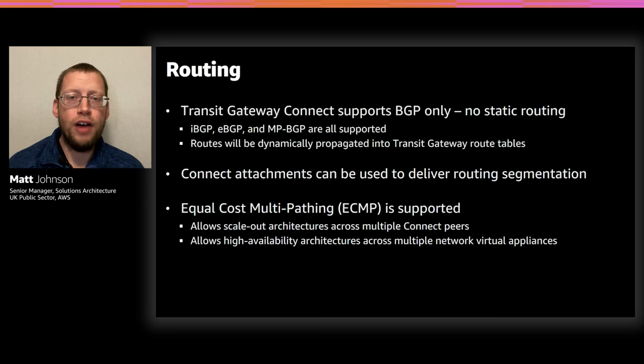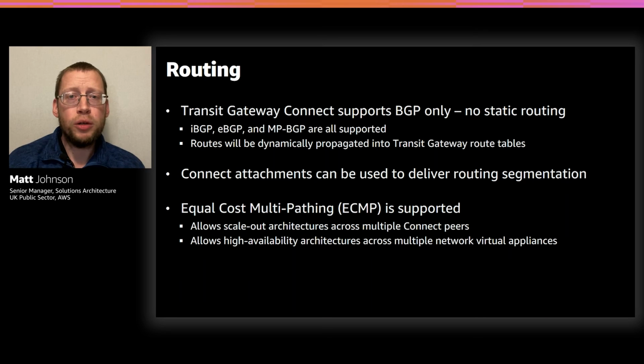It's worth pointing out at this point that those routes aren't propagated into the VPCs themselves, the spoke VPCs. You still need to do that through your VPC configuration, and you will typically announce summary routes back to the Transit Gateway. Those connect attachments are granular, so they can be used to deliver routing segmentation. You may choose to have different connect attachments that connect to different spokes in your architecture.